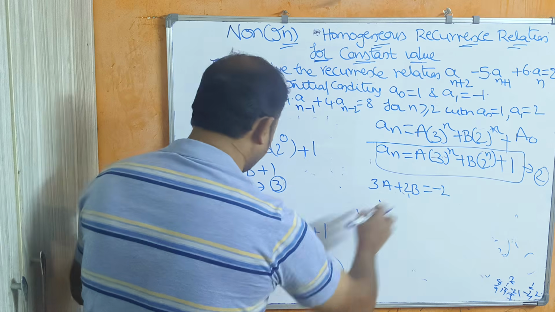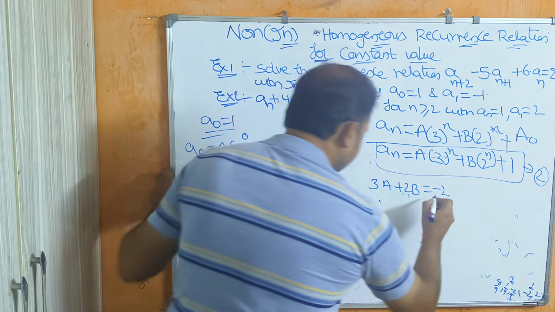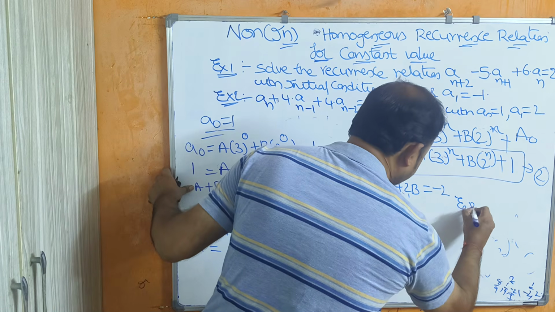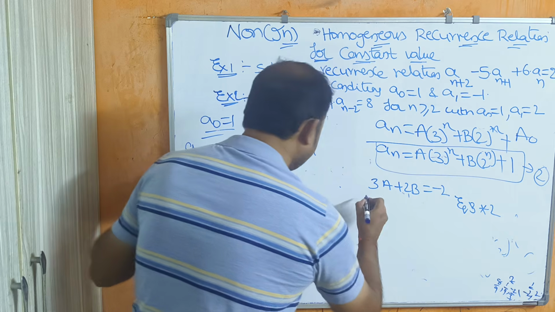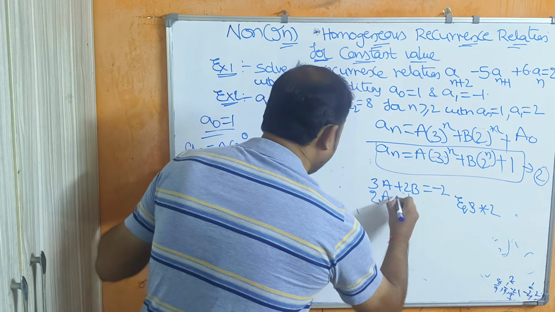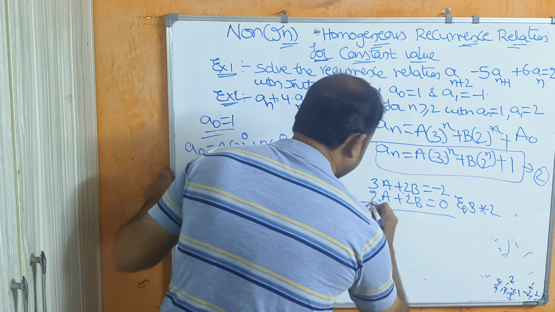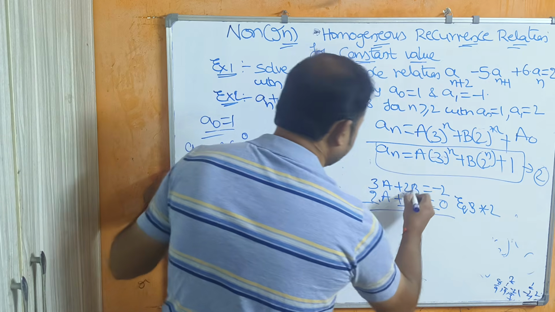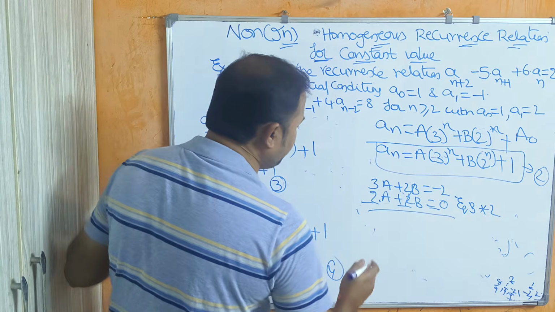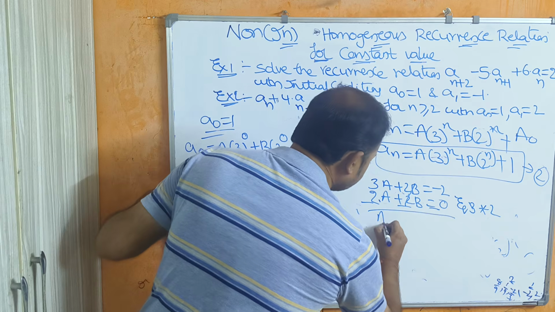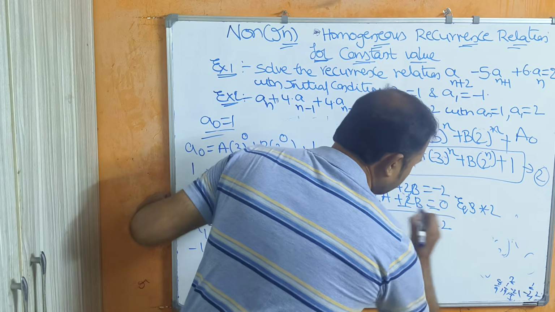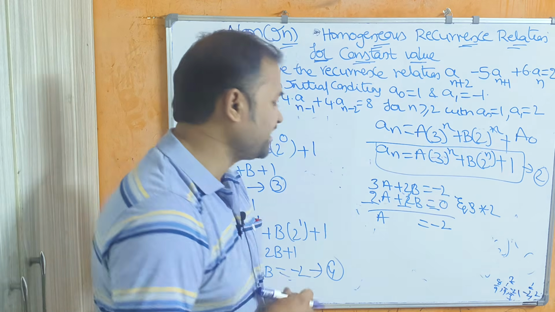So this is our equation number 4. Next, let us multiply equation number 3 with 2. Then we will get 2a plus 2b equal to 0. So subtract. So minus minus minus. So this will be cancelled. So 3a minus 2a means what? A. So a equal to minus 2. So the result of a is minus 2.